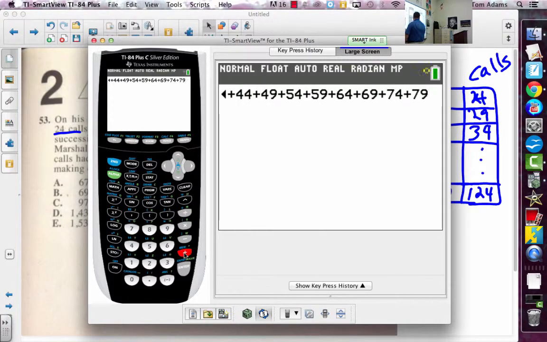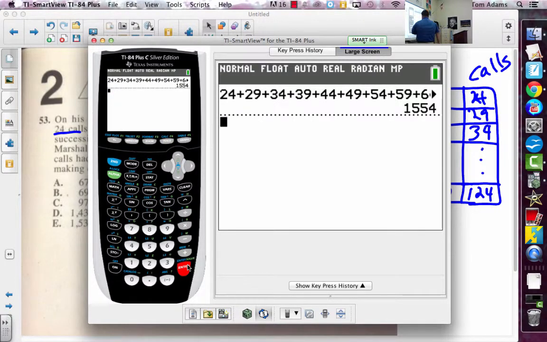And we do this all the way until, and while I'm talking, somebody make sure that I don't skip a number or enter it in wrong. 104 plus 109 plus, and then our last number is 124, right? So we got to add them all up. Boom. 1554.